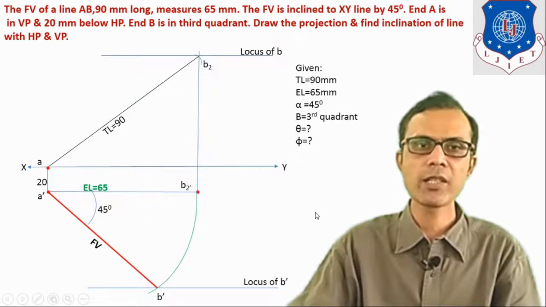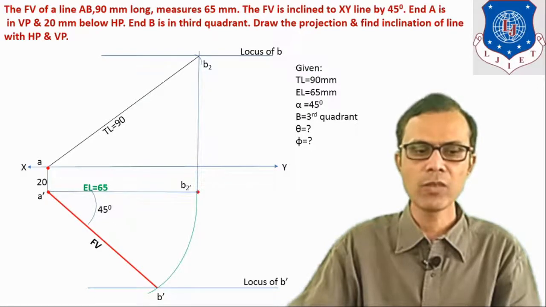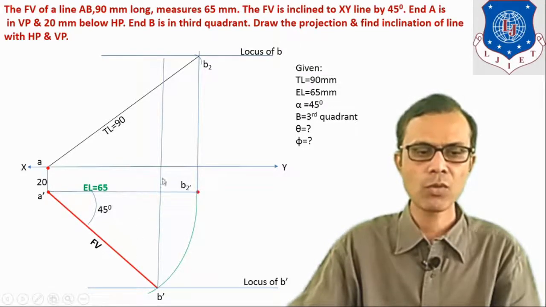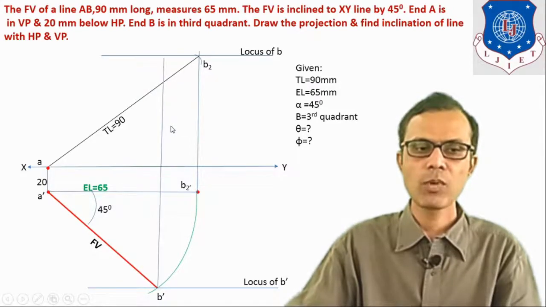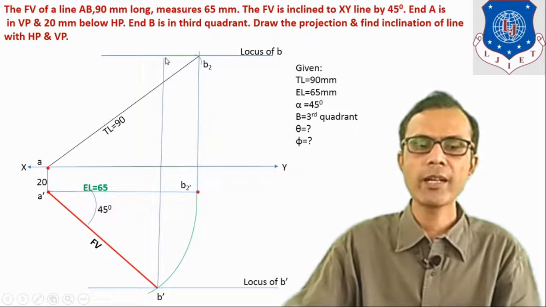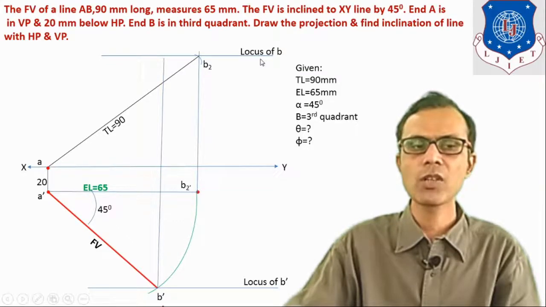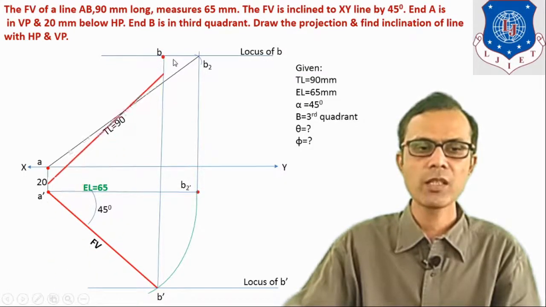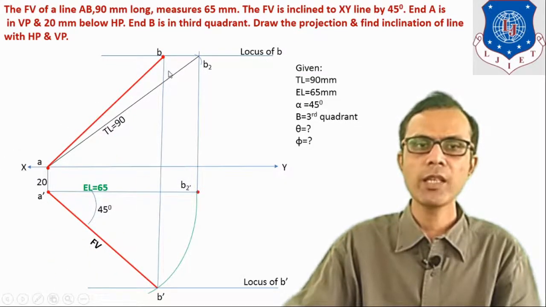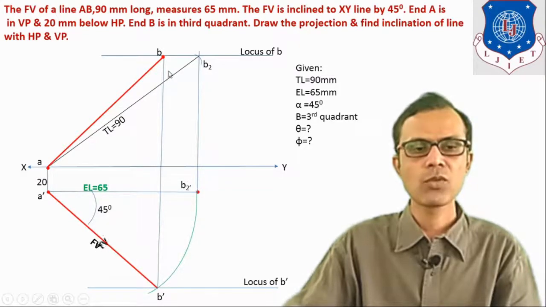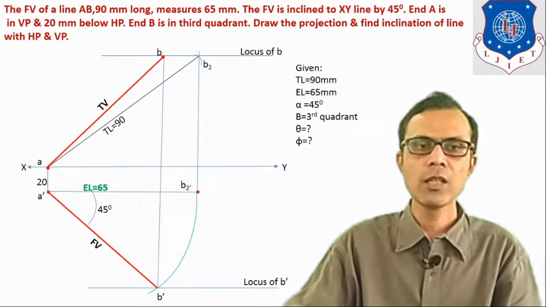A dash B dash is the final front view. Now we can take projection from B dash. So draw this projection line from B dash point till you get the intersecting point with the locus of B. So it is point B. Join A point and B point. So AB is the final top view.